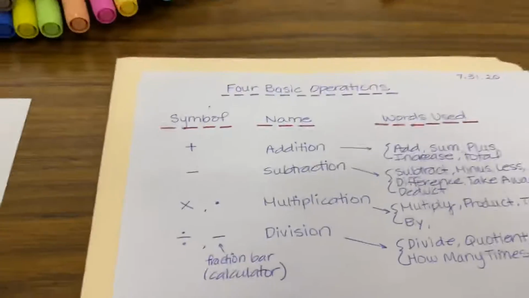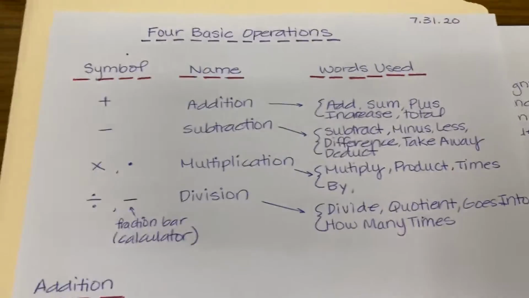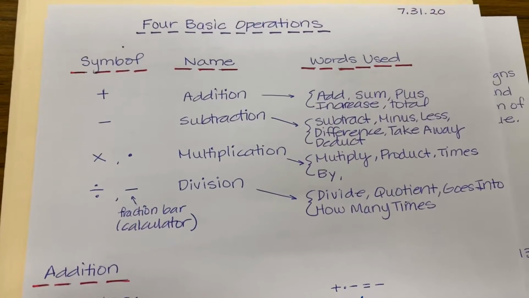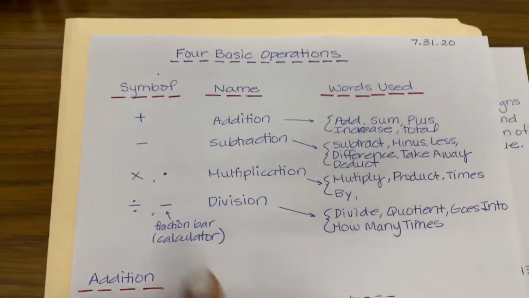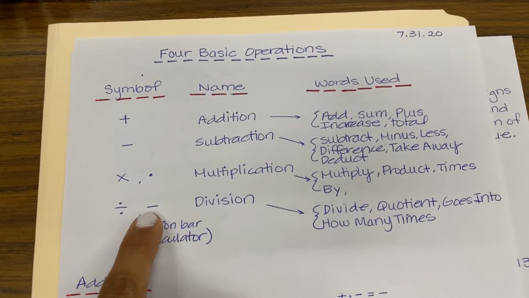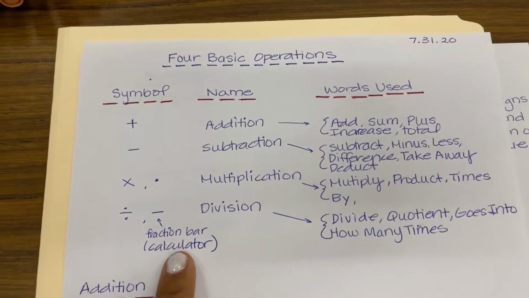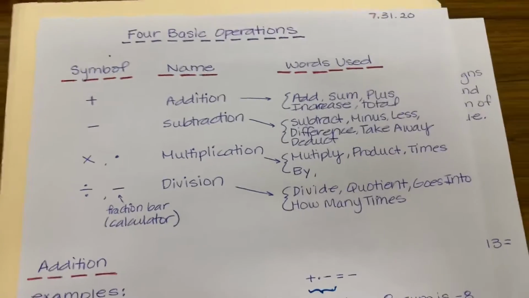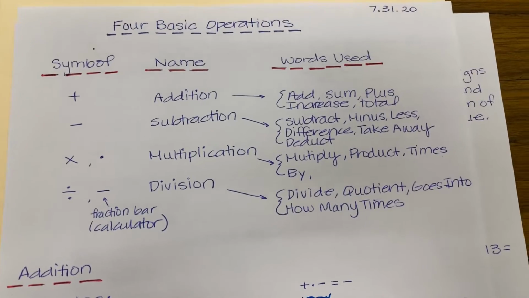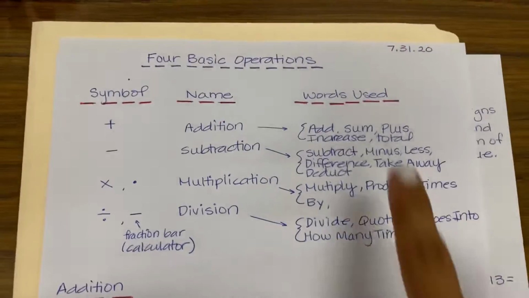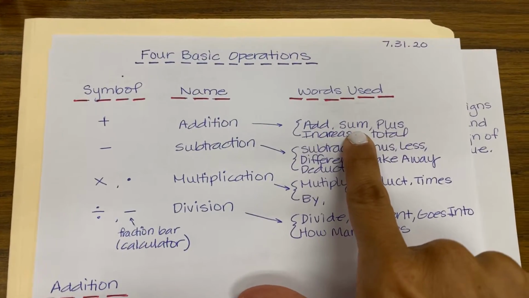Okay, 4 basic operations. Here are the symbols, the names of the operations, and the words used. So we have addition, subtraction, multiplication, division. That would just be the fraction bar. It's not a subtraction, that's the fraction bar, right, for the calculator. And I'm going to also show you on the calculator. So even though this video is probably going to be about 10 or 12 minutes, it's just to go over the super basics. So here we go.